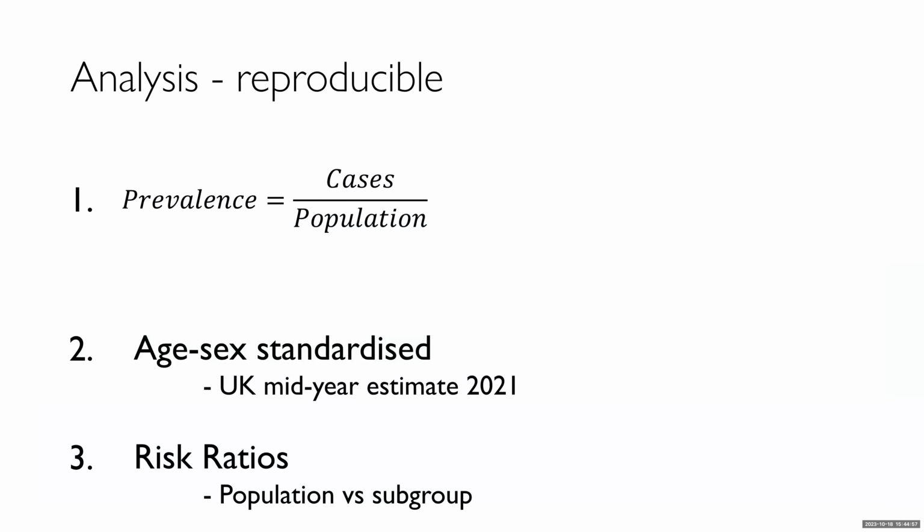What we've done, we firstly calculated prevalence or incidence as the number of cases per person years. We then age-sex standardized it using the UK mid-year census population estimates, and then calculated risk ratios for the different subgroups compared to the overall population. And we use those risk ratios to create expected and observed incidence and prevalence rates, which we then use to judge whether there is a signal there that might suggest an increased inequality in that particular condition.